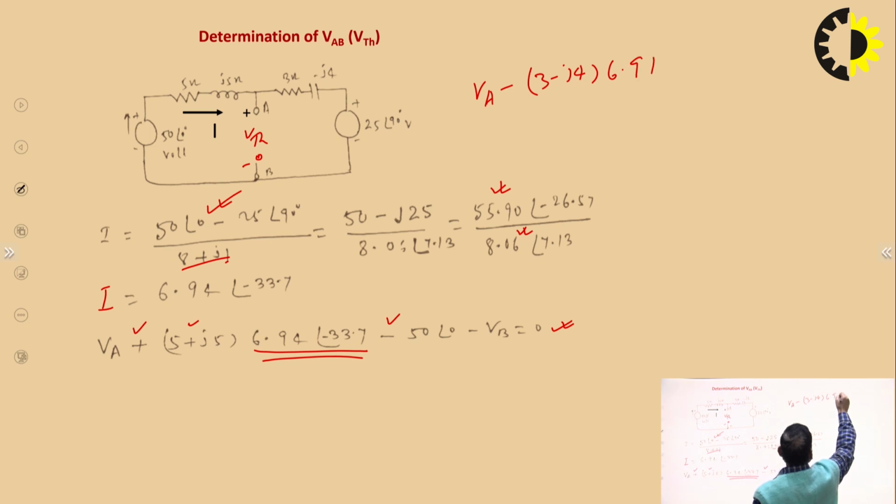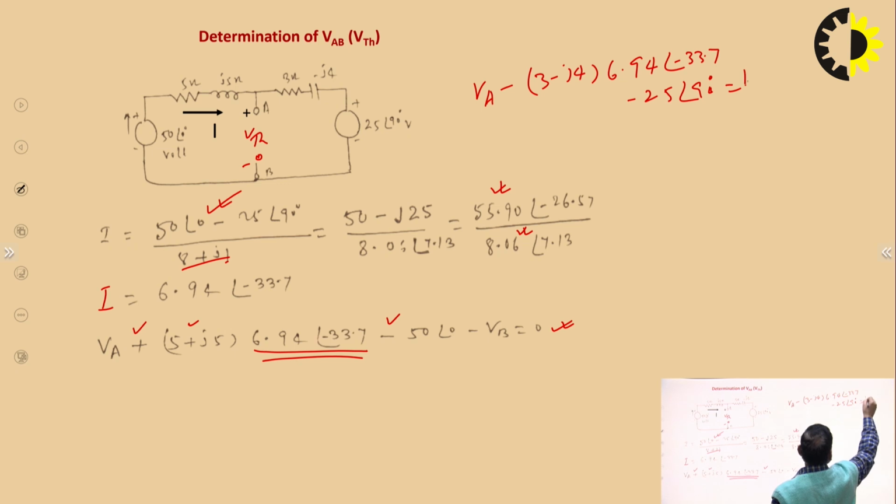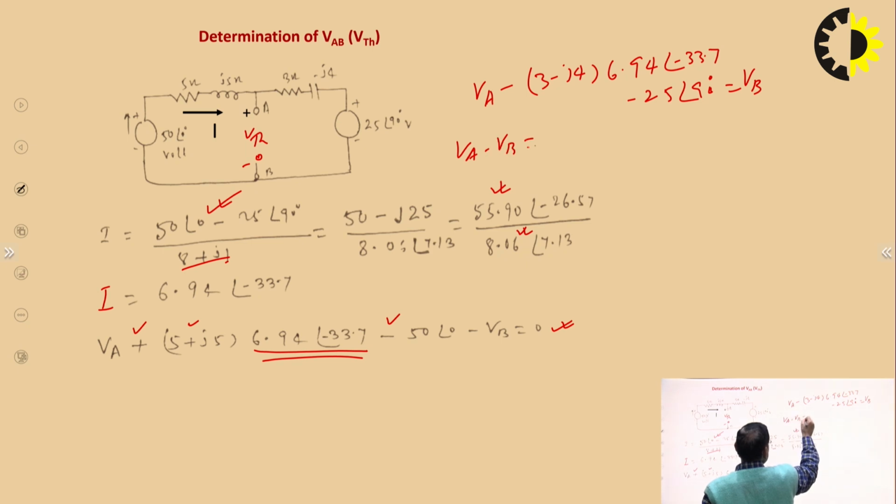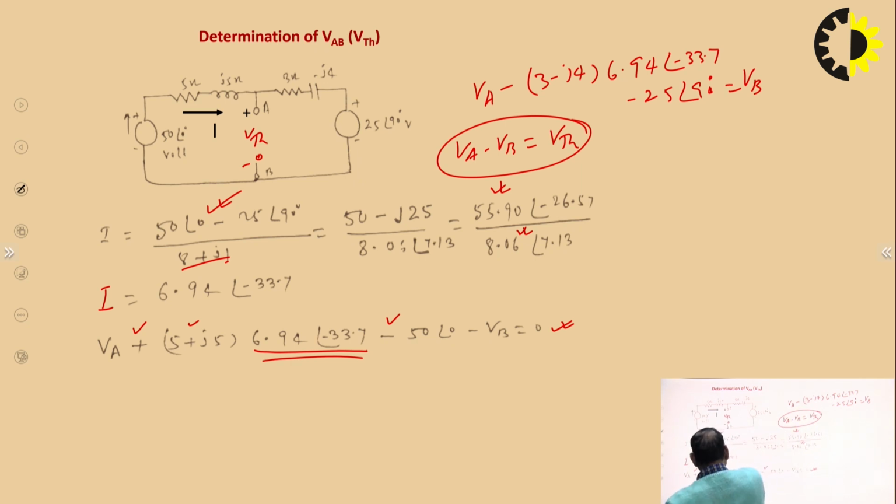Or we can write another equation: VA minus 3 minus J4 into 6.94 angle minus 33.7, then minus 25 angle 90 degree equal to VB. So we can get the VA minus VB, which is nothing but VTH. So this way either we can go for this equation or this equation, both are same. I have written there this one.